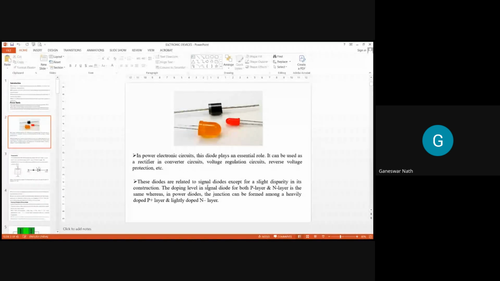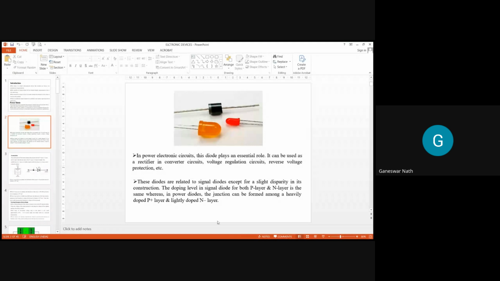These diodes are related to the signal diode, except for a slight disparity in construction, because these diodes are also used for transmitting and receiving signals, just like a remote, and LEDs that are used for sensing signals, meaning sending the signal to devices and also receiving the signal from other devices.